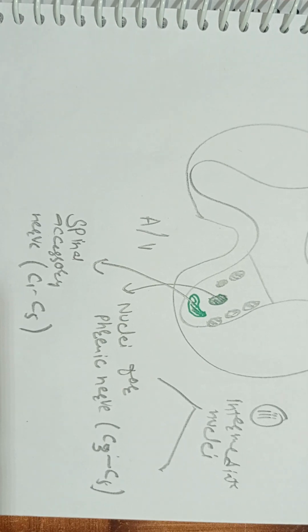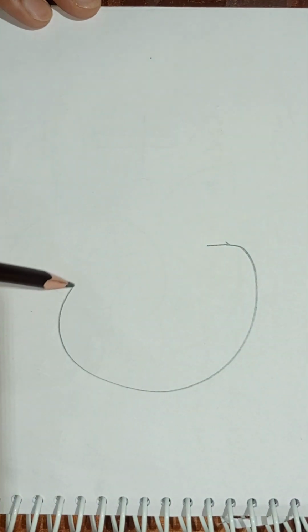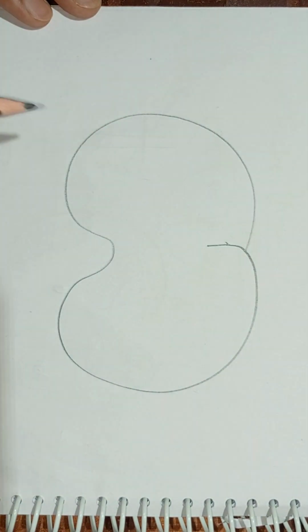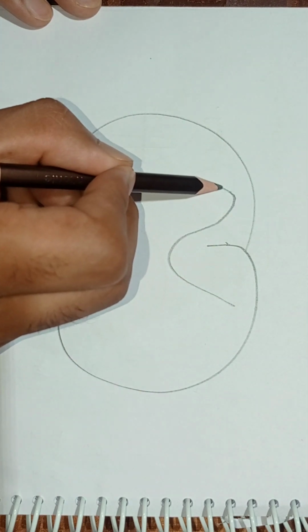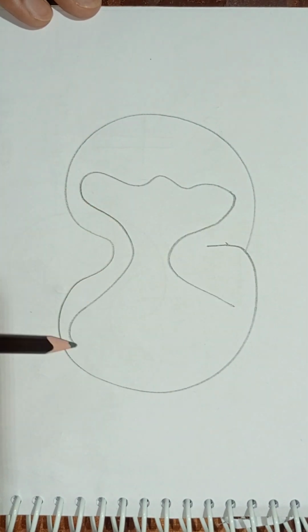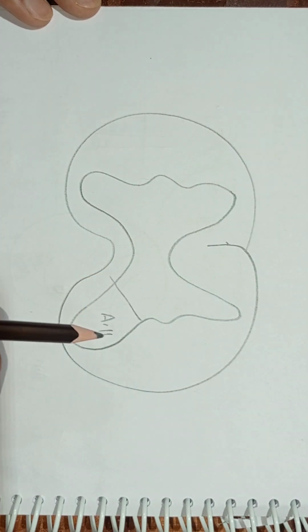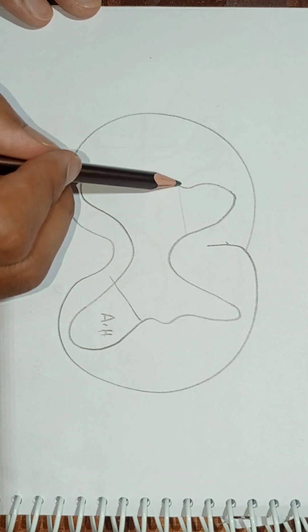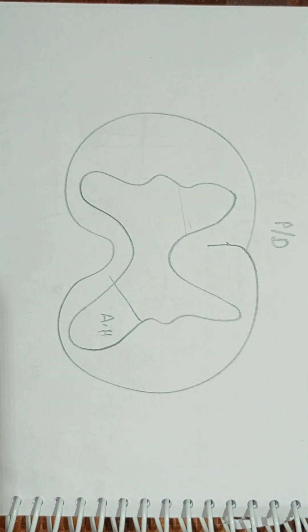Now we talk about the nuclei present in the posterior horn of the spinal cord. First, we will draw a spinal cord. This is the cut section of the spinal cord. Now we will draw the gray matter. This is the anterior horn, and we talked about these nuclei. Now we'll talk about the nuclei in the posterior horn. This is the posterior or dorsal.